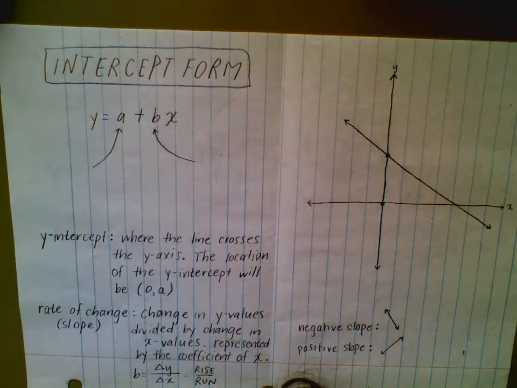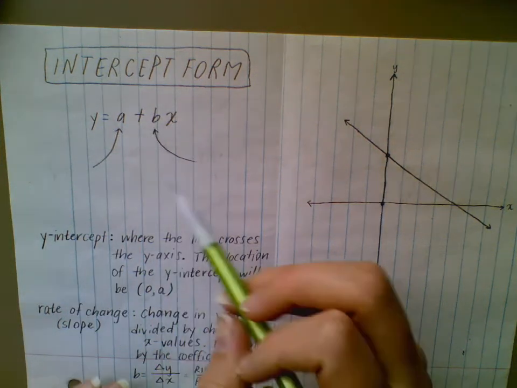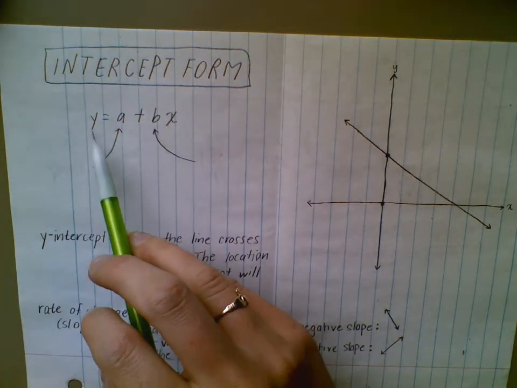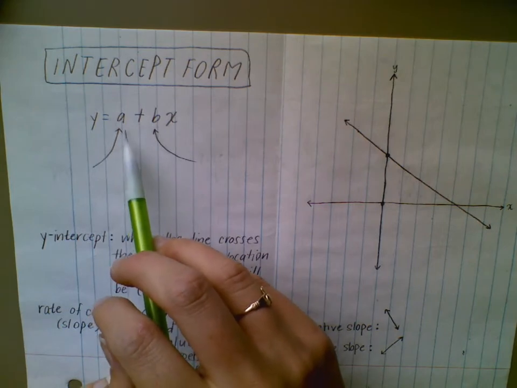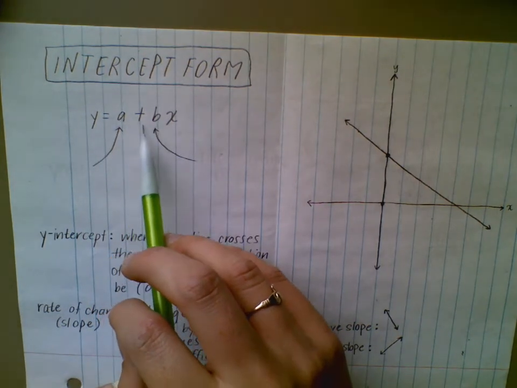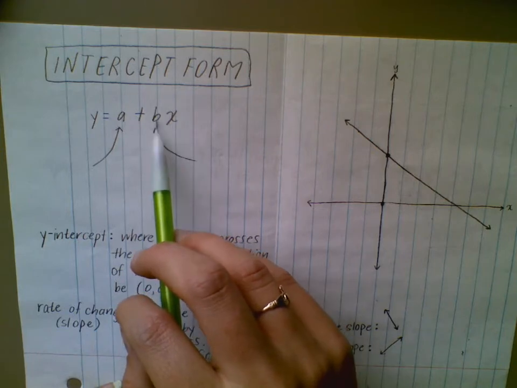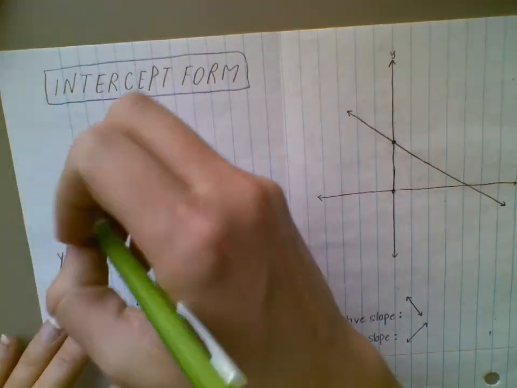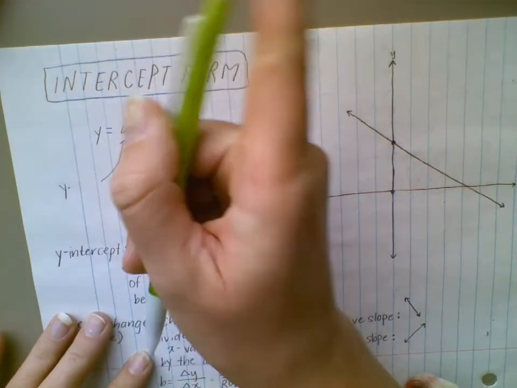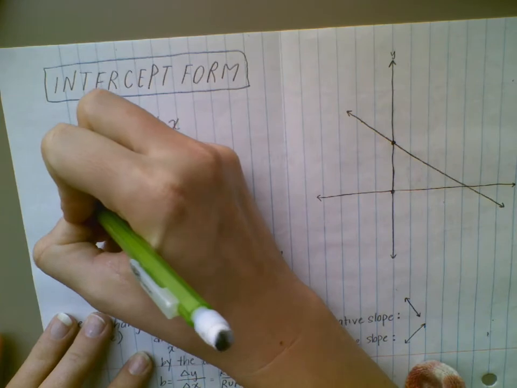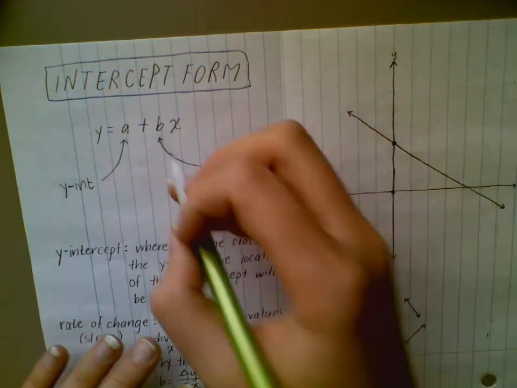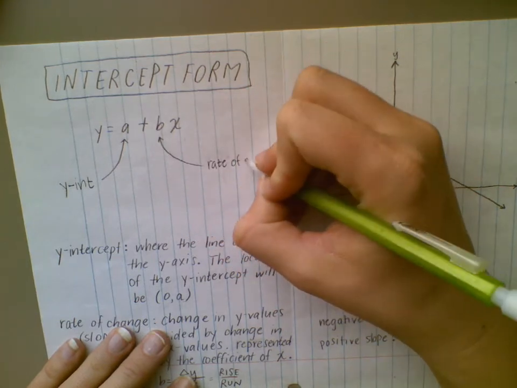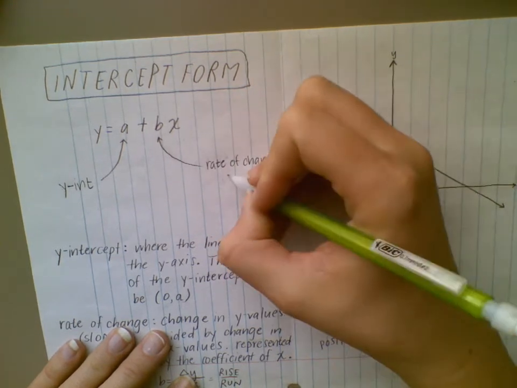Let's talk a little bit more about intercept form. So as I mentioned, intercept form looks like this. It's an equation in this form, where y is on one side of the equal sign. Then over on the other side, we have a constant, a, plus bx. So that's a constant times a variable. And this constant a tells us the y-intercept. And then b will tell us the rate of change. And again, another name for rate of change is the slope.